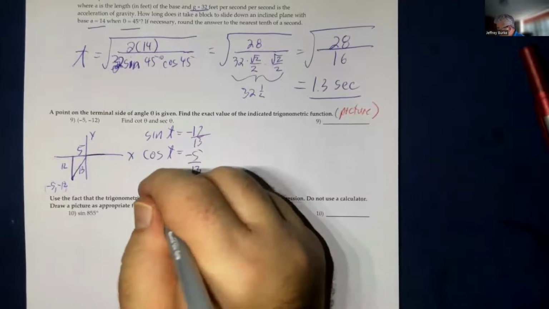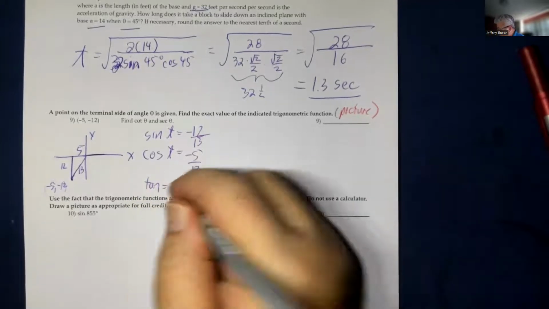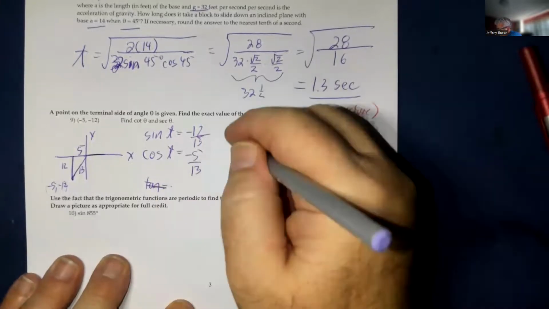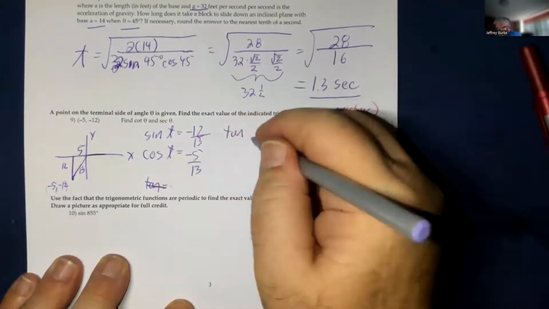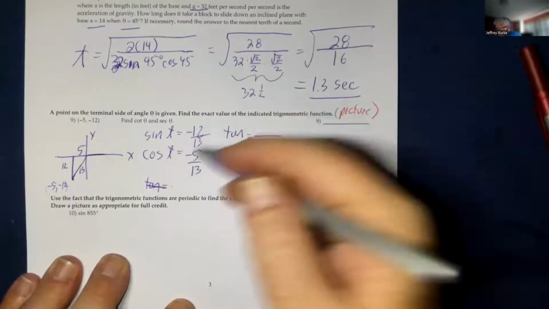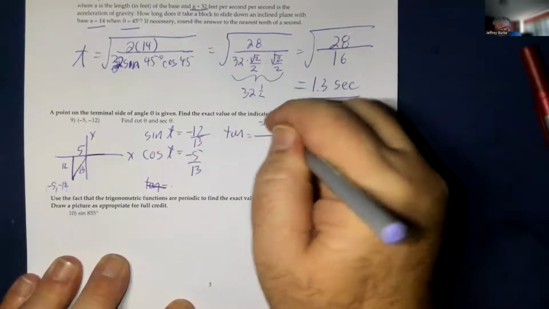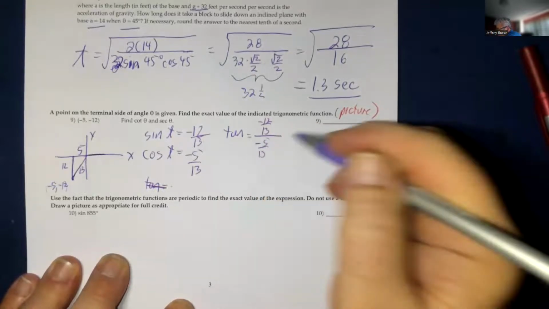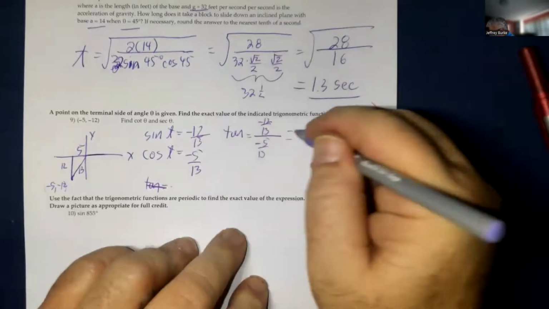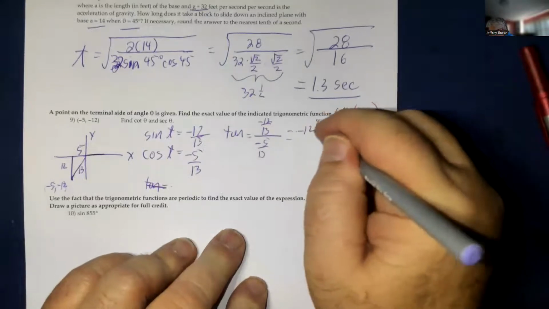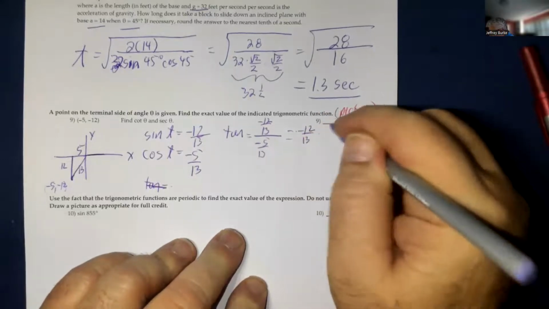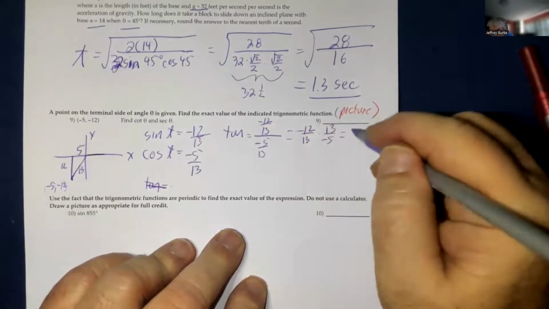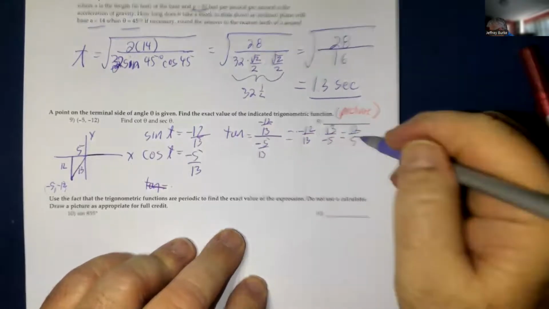And then what else do we have here? We have the tangent, let me write the tangent over here, actually. Tangent is going to be equal to the sine over the cosine. So this would be -12 over 13 divided by -5 over 13. If I work that out, that's going to be equal to -12 over 13 times 13 over -5. So the tangent is going to be 12 over 5.